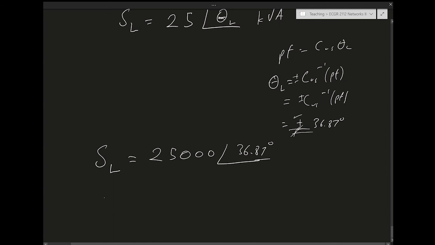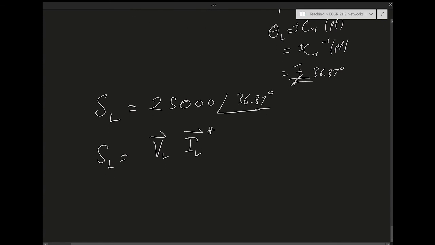So now that we know SL, what's SL? SL is VL times IL phasor conjugate. I want to use SL to calculate IL. So IL conjugate is going to be SL over VL.